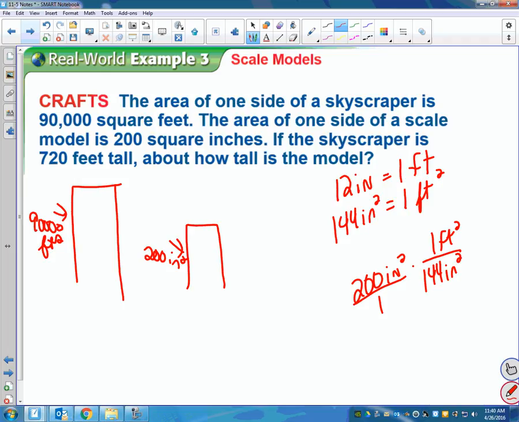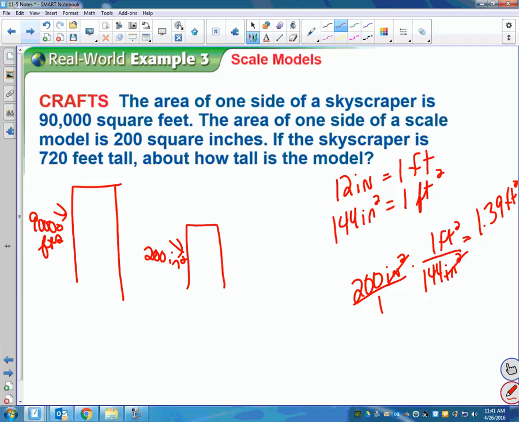So I'm saying 200 square inches is the same as, I'm just going to round, 1.39 square feet. Right? Because the inches cancel out. Unit conversion. So now I have them in the same unit, and they gave me the area compared to the area. So I guess we have options now.